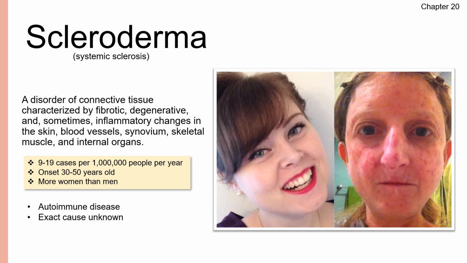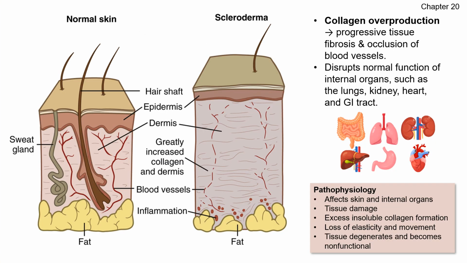And take a look at this picture here. It really does change the appearance. This is the same person before and after being diagnosed with scleroderma. So what is happening here? Okay, so on the left we have our normal skin, and on the right we have scleroderma. So right away you can see that the dermis here, this layer of the skin, is much wider on the right side. The fat has lessened and it's a little clumpy.